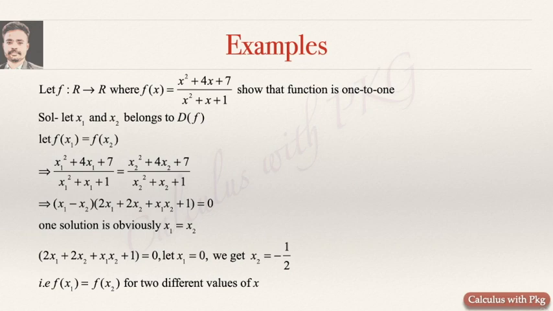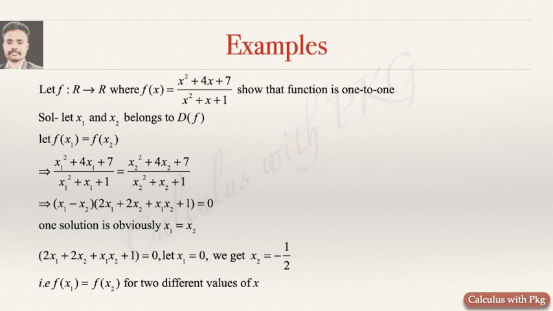So while solving x1 minus x2 equal to 0, we will obviously get x1 equal to x2, and we know if x1 equal to x2, then obviously f of x1 is equal to f of x2. But our concern is not x1 equal to x2. We will see whether f of x1 becomes equal to f of x2 even if x1 is not equal to x2. So we will try to solve the second factor in the above equation, which is twice x1 plus twice x2 plus x1 x2 plus 1 equal to 0, and we can see that if we choose x1 equal to 0, we get the value of x2 is minus half.